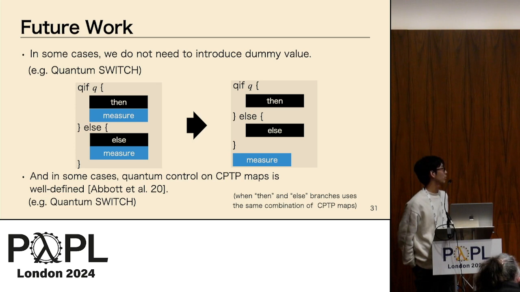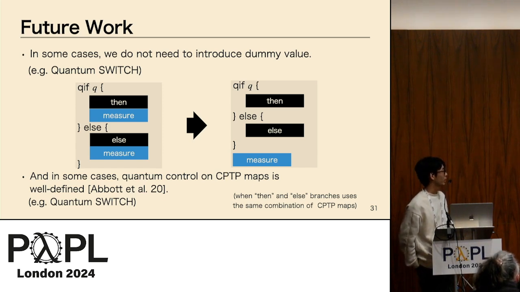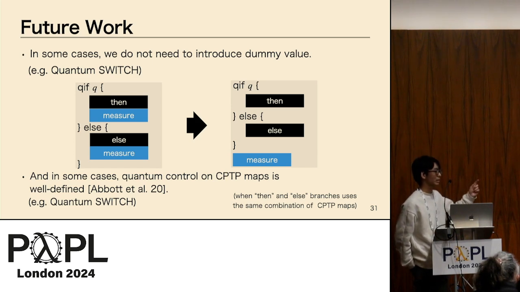For future work, we want to focus on the special cases in our technique and Abbott et al.'s one. In our technique, there are some cases where we don't need to introduce dummy values, which looks like this, where we measure the same qubits in the then branch and else branch. In that case, we just need to move this same measurement to the outside, which makes no type error. So we don't need to introduce a dummy value, which means that our semantics is unique.